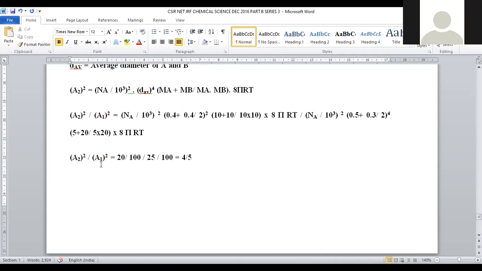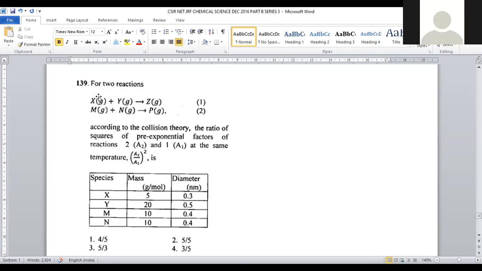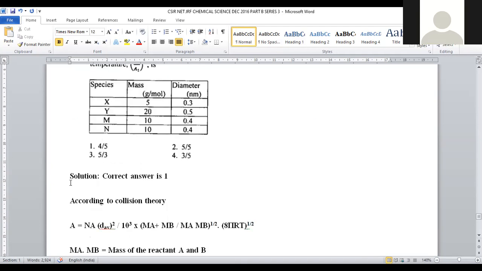Now, A2 square by A1 square is equal to 20 by 100 by 25 by 100. Now what will it become? It will become 20 by 100 into 100 by 25. So 100 gets cancelled. 20 by 25 is nothing but 4 by 5. 4 by 5 is given in option number 1. For question number 139, option number 1 is the correct answer.